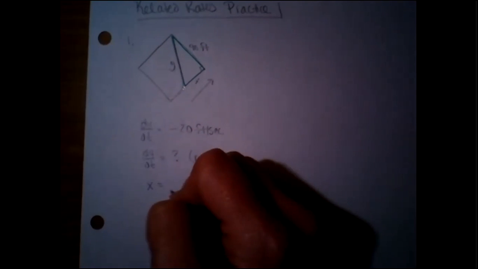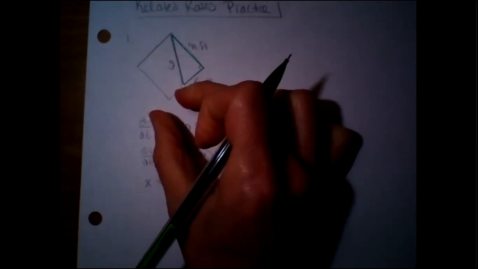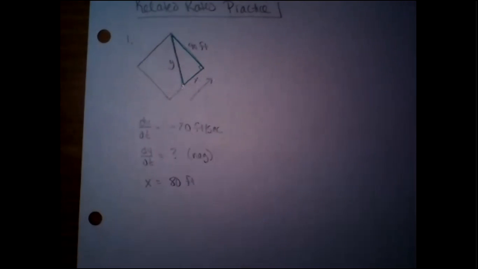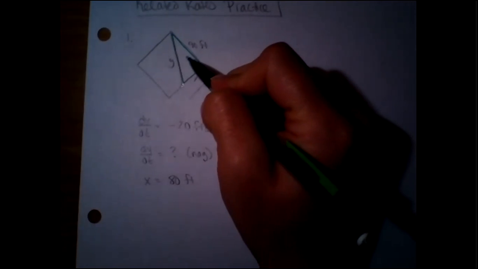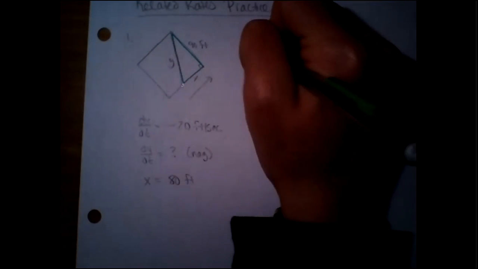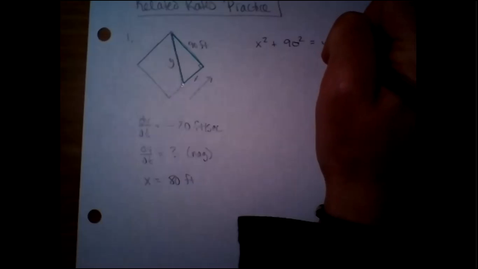Good, perfect, nice job, guys. That'll be 80 feet, because the bases are 90 feet apart, so if that's 10, then x has to be 80. Good. All right, so we have a picture, we have all our information. Now we're going to write out a relationship between the variables, and it's going to be the Pythagorean theorem. So this will be x squared plus 90 squared equals y squared.